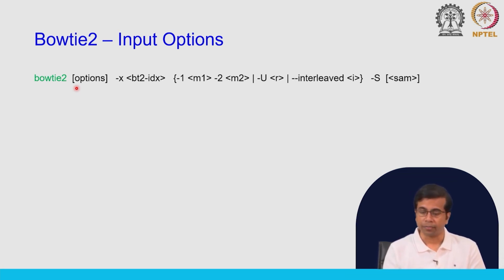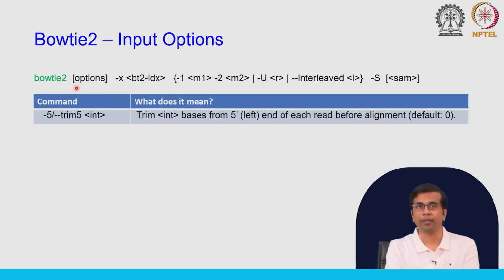Let us look at the input options first. Here are the options. The options will be specified by this -5. So, you run Bowtie2, then say -5. You have seen this throughout now in the Linux command line: we have a command, and if you want to specify certain options for that command, we use this minus something. That is the common notation. Here also this is what we see.